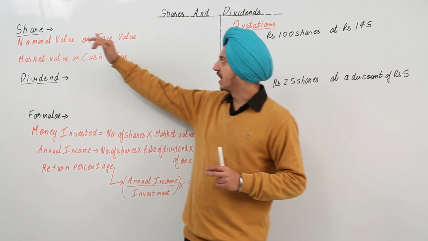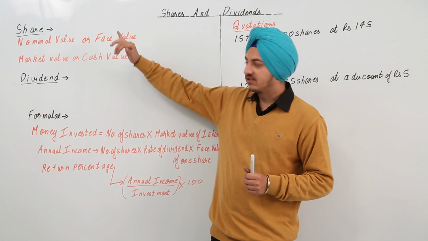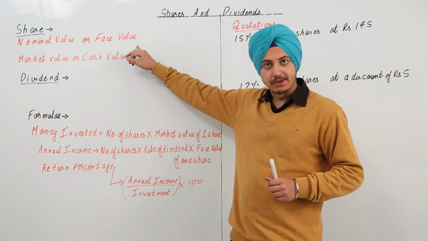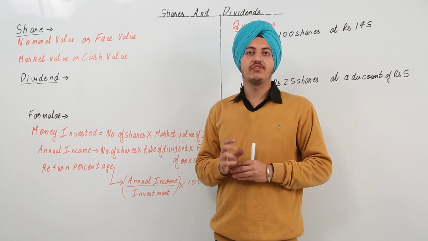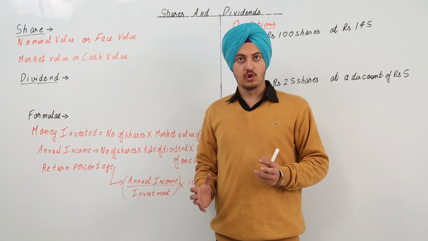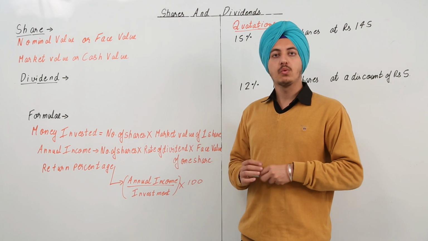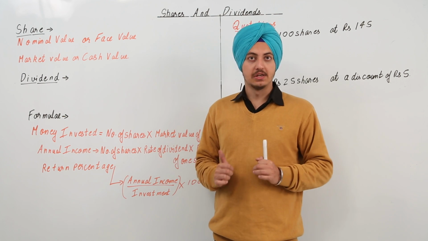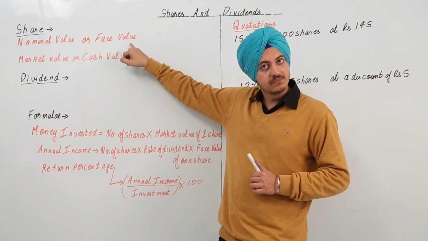So first of all, the basic terminology: I've explained what a share is. There is a nominal or face value of a share. The nominal or face value is the initial value of that share, when the company was launched or taken public, the value of the share that the company's owner decided. That is the nominal value or the face value.